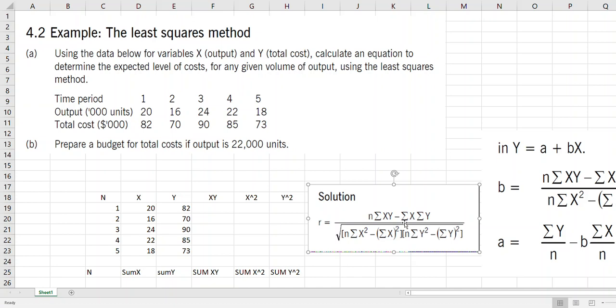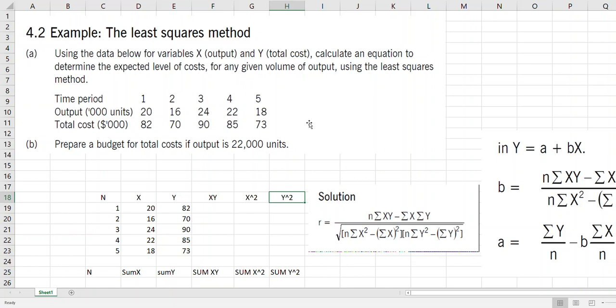So what you need is about 6 things. You need x, you need y, you need x into y, you need x squared, and you need y squared. I have an example here, and I will show you how data is found and how it is put in the calculator. So using data below for variable x, output, and y, total cost, calculate an equation to determine the expected level of cost for any given output using the least square method.